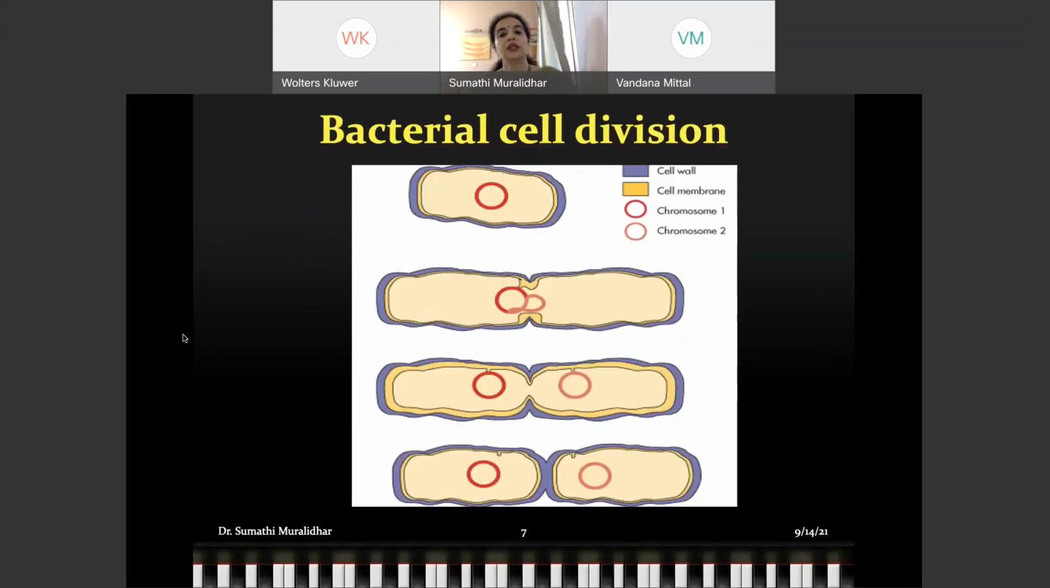Regarding bacterial cell division, I'm sure all of you from your biology classes in school must have heard that bacteria multiply by binary fission.